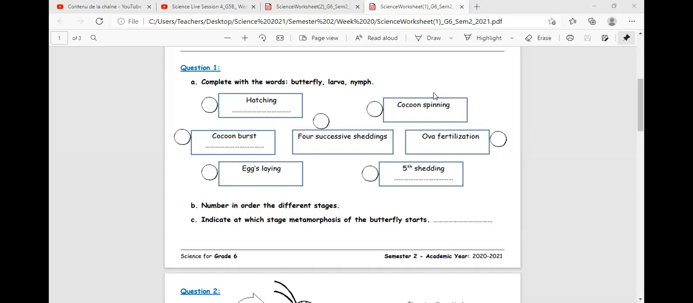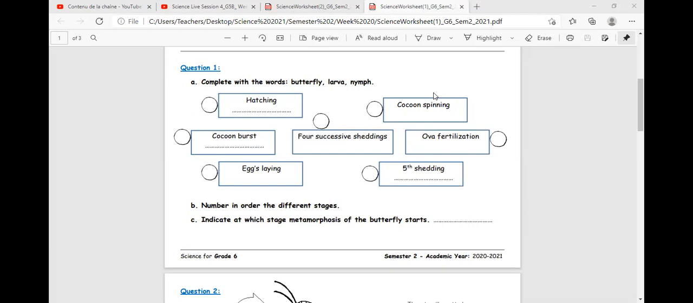So the first worksheet is about reproduction of insects. And we said that reproduction of insects happens in 5 stages. First of all, fertilization happens inside the female's body. Then the female lays the eggs. The eggs hatch and one larva goes out of one egg. This larva sheds or molts 4 times and grows fast and turns into a caterpillar. The fully grown larva, which is the caterpillar, spins a cocoon around its body and sheds for the last time and turns into a nymph, which is a young insect that looks like the adult one. Then the cocoon bursts or breaks and an insect goes out of the cocoon.